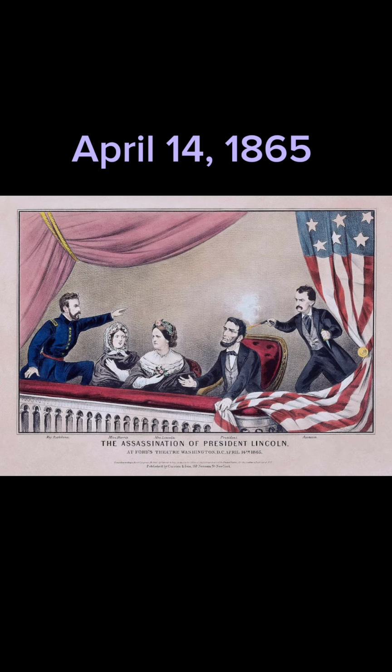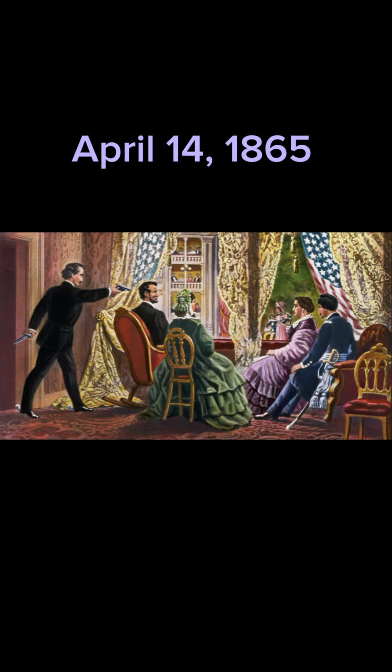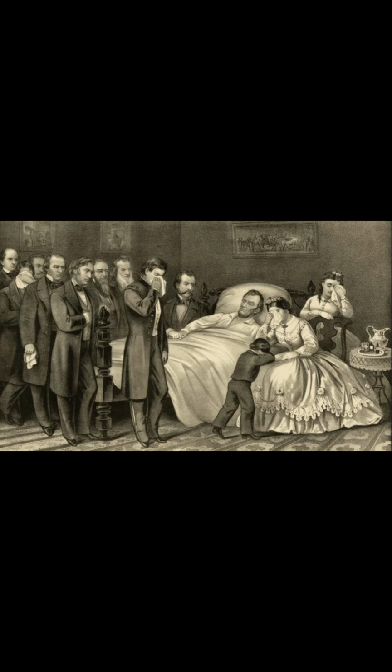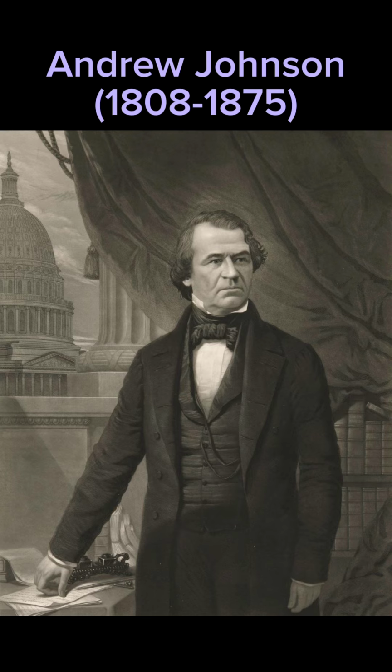Not even a week later, on April 14, 1865, Confederate sympathizer John Wilkes Booth assassinated President Lincoln at Ford's Theater in Washington, D.C. Lincoln died the next day, on April 15th. He was just 56 years old. Andrew Johnson, his vice president, a Tennessee War Democrat, was sworn in as the 17th president on that same day.